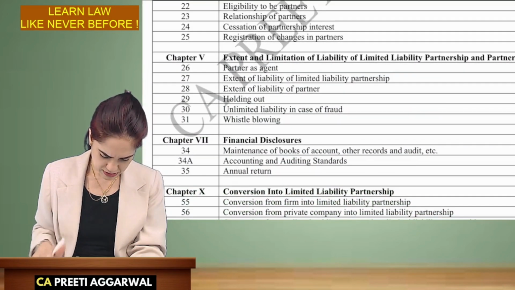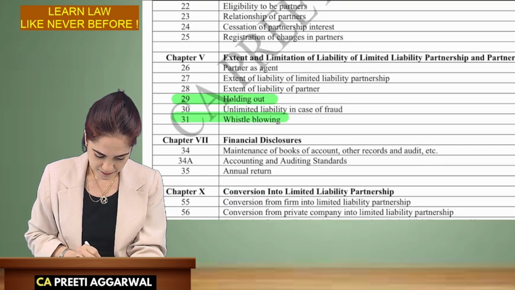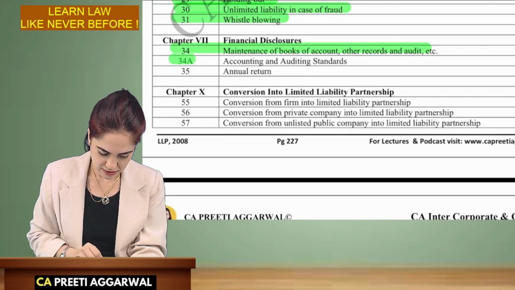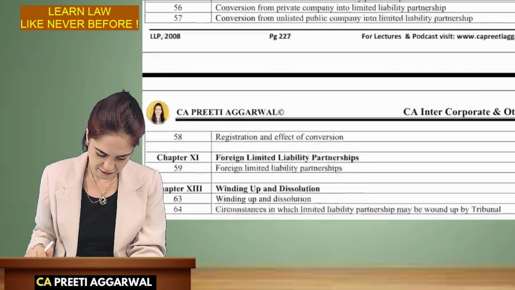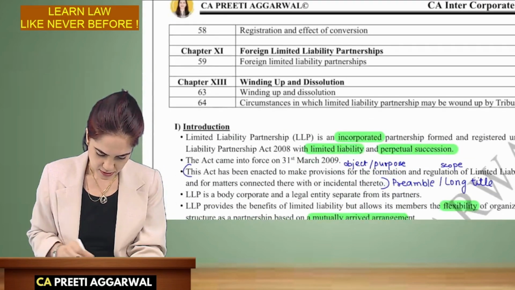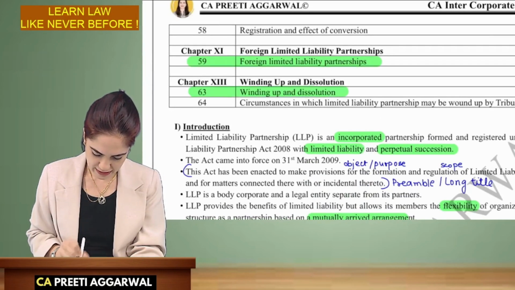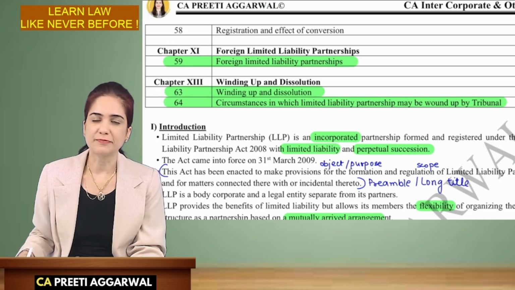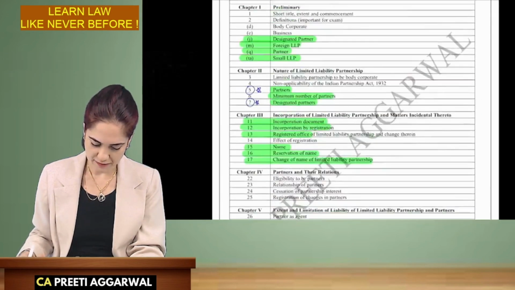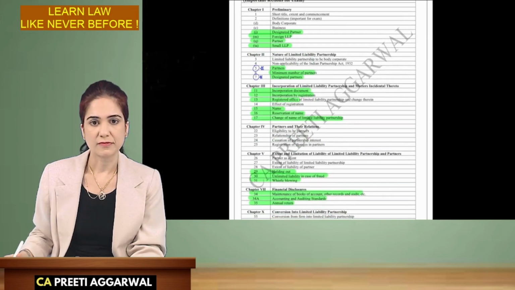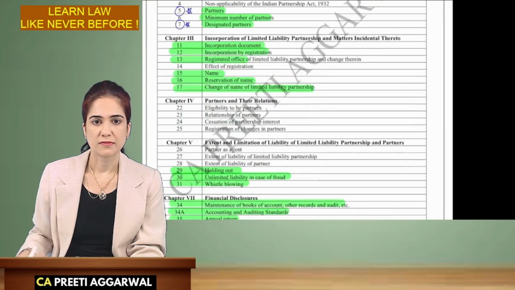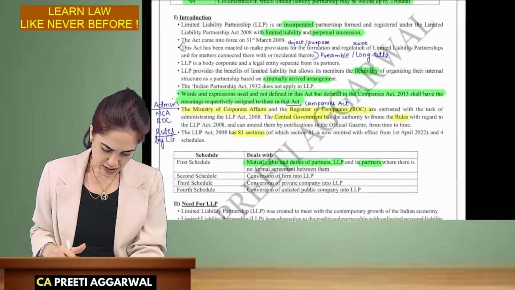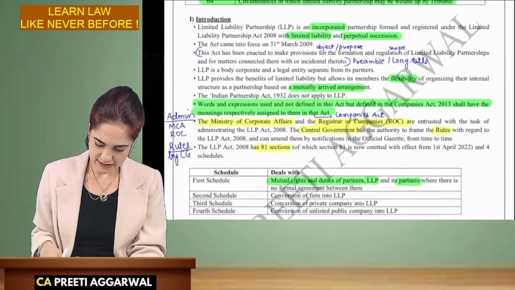Then again important, holding out, whistleblowing and fraud. This is also important, all three sections, 34, 34A and 35. Foreign LLP, winding up. So these are the most important sections. I hope you highlighted them. This is just to show them again.